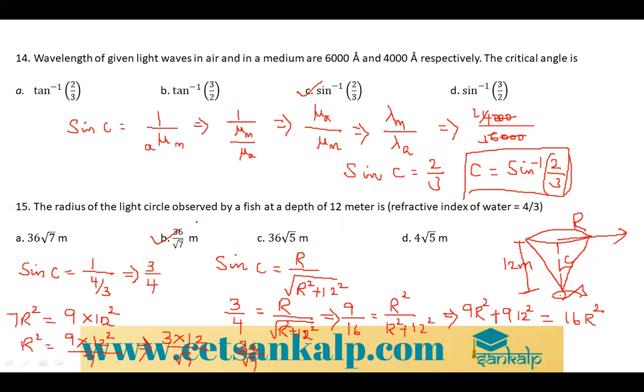I hope you are clear. So in the answer, if the options are given, and root 7 is there in the options, you have to analyze the diagram, solve, and start working based on the options. Please make a note of that.